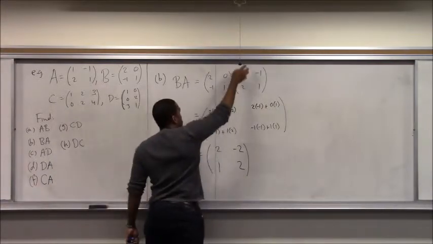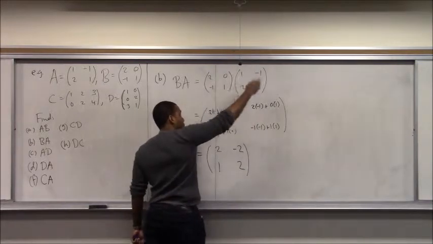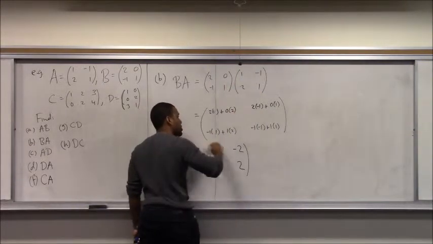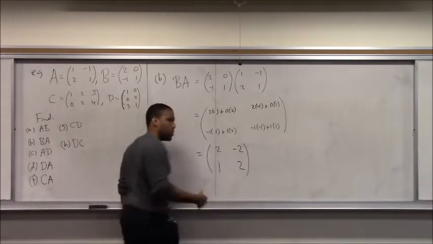So take the first row and multiply all the columns, that gives you the first row. Take the second row, multiply all the columns, that gives you the second row. If there's a third row, multiply all the columns, that will give you the third row. Fourth row, multiply all the columns, will give you the fourth row, and so on and so forth.